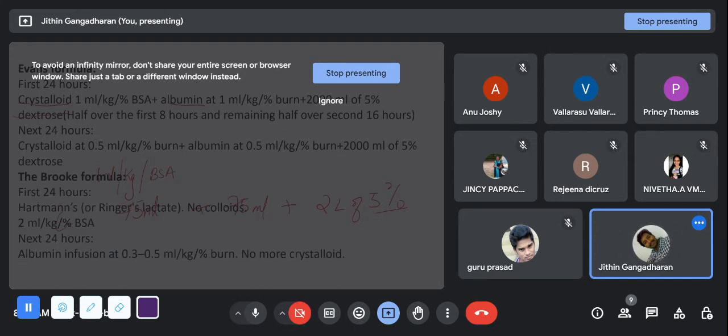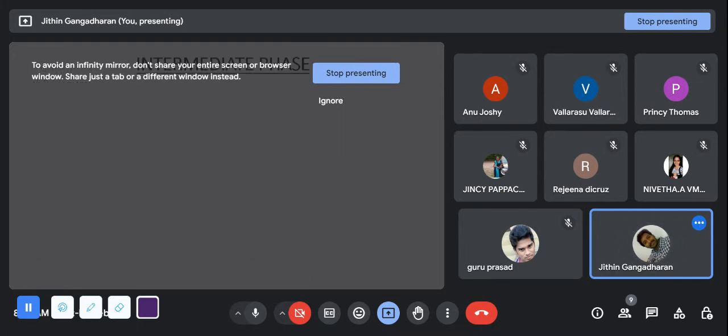Clear. The next classification is the Brooke Army formula. In this formula, they give Ringer's lactate, 2 ml per kg. That is the Brooke Army formula. Just study it like this; if they ask, this is the question they ask to calculate the fluid. Now, for burns, the fluid calculation formulas are the Parkland formula, Evans formula, as well as the Brooke Army formula. That was for the emergency phase.